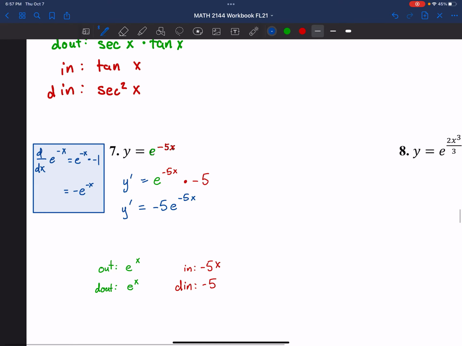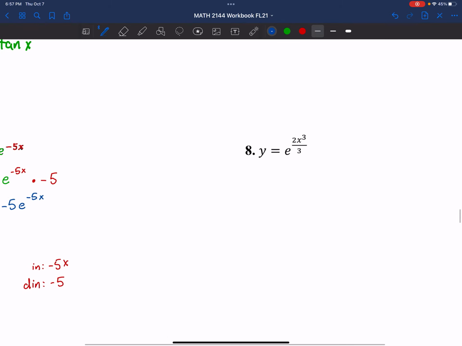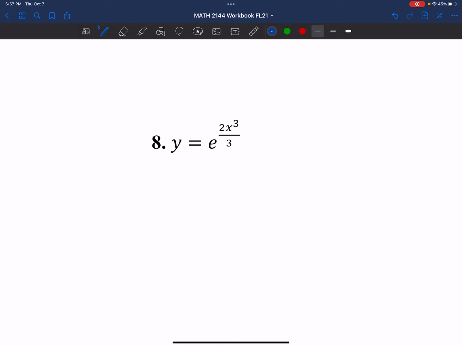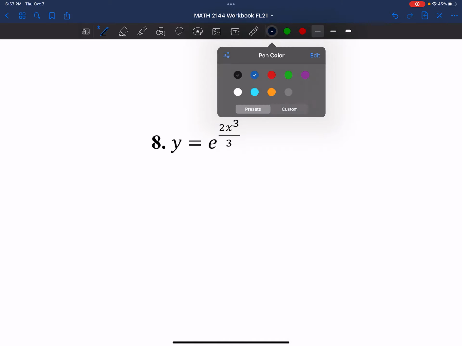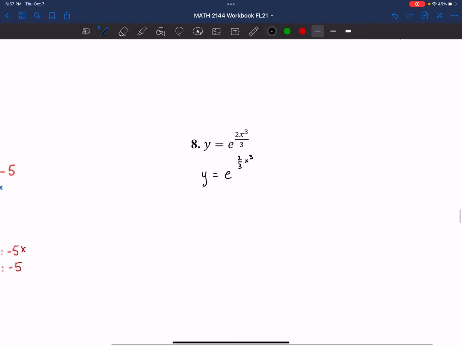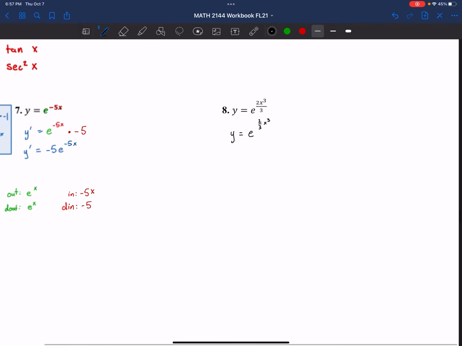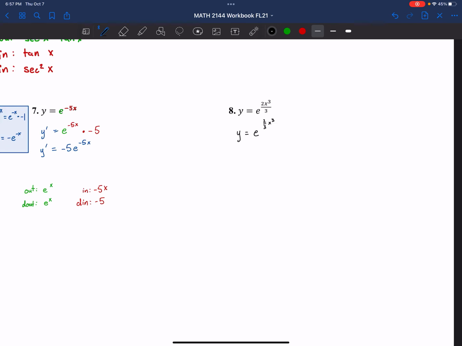Looking at number 8 is similar, except we have a little bit going on in there with the 2/3 x. Maybe just as a side note, you could rewrite this problem as e to the 2/3 x cubed, just to maybe make the constant multiple rule a little bit more obvious. Let's make sure I'm not getting too small there. That's okay.